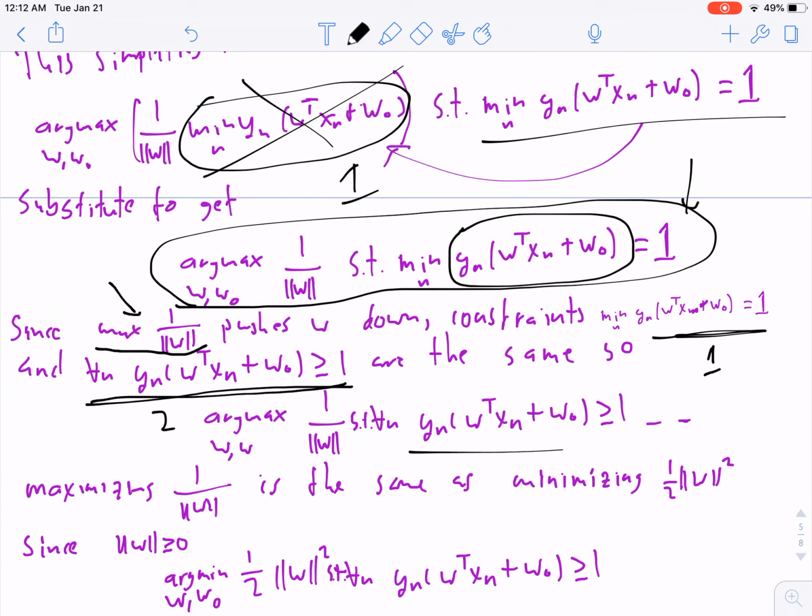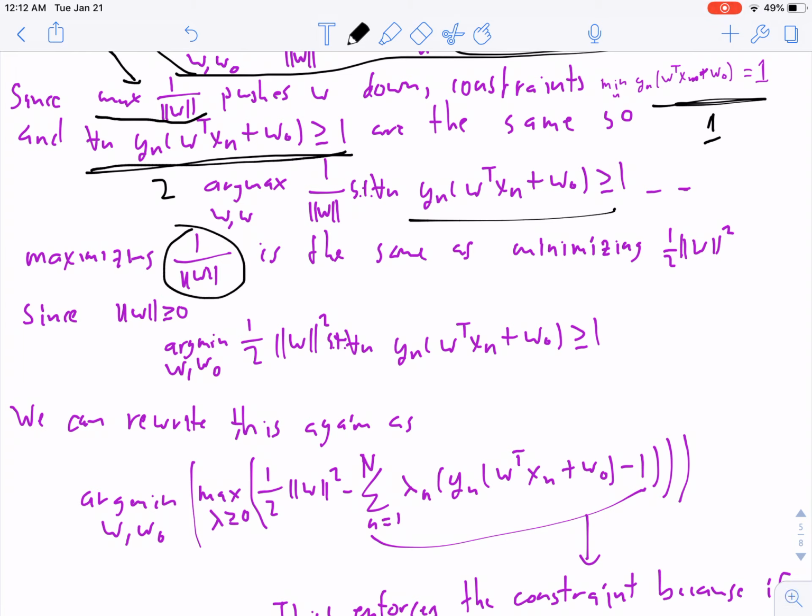Great, so we're just going to go ahead and substitute the constraint there. Now, we're going to change the thing that we are maximizing, and we're actually going to change it to minimizing. Right now we're maximizing 1 over the norm of w, and I claim that's the same as minimizing 1/2 times the norm of w squared. Well, why is that? We know that the norm of w is greater than or equal to 0. So the way we maximize 1 over norm of w is by making norm of w as small as possible, which is the same thing that we're trying to do when we minimize 1/2 times norm of w squared.